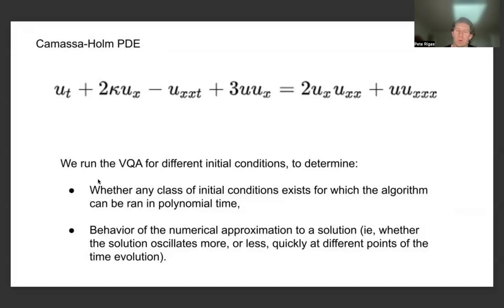And so we can run the variational quantum algorithm or other types of algorithms to determine whether any classes of initial conditions exist for which the algorithm can be run in polynomial time, which can give us some type of positive information to influence the types of genetic variants that we want to test in assays and benchtop or tabletop experiments, as well as the behavior of the numerical approximation to the solution, which can give us an idea as to whether the solution oscillates more or less quickly at different points of the time evolution.